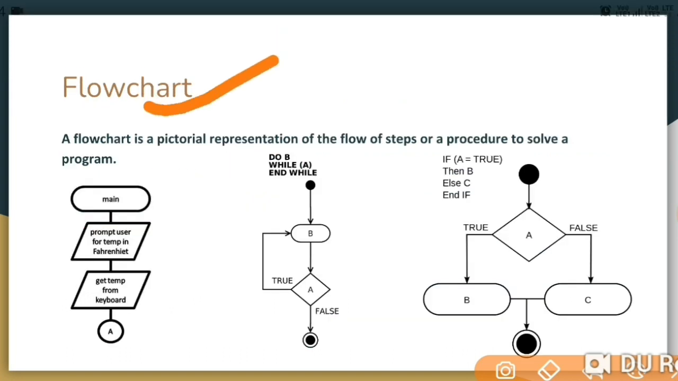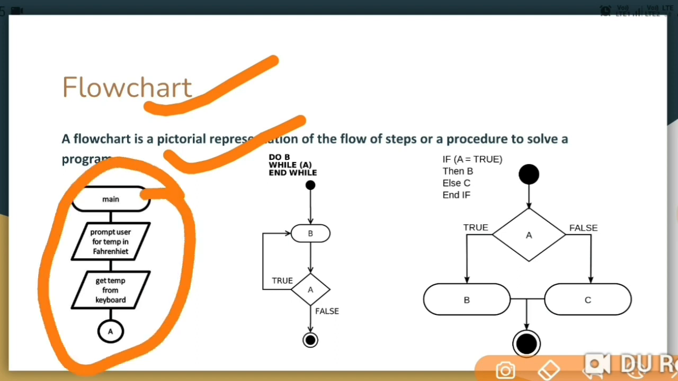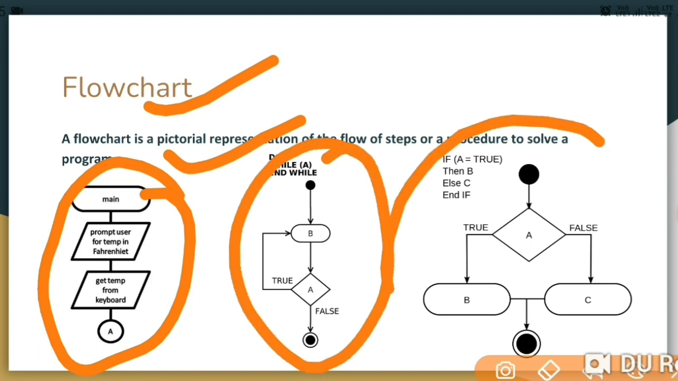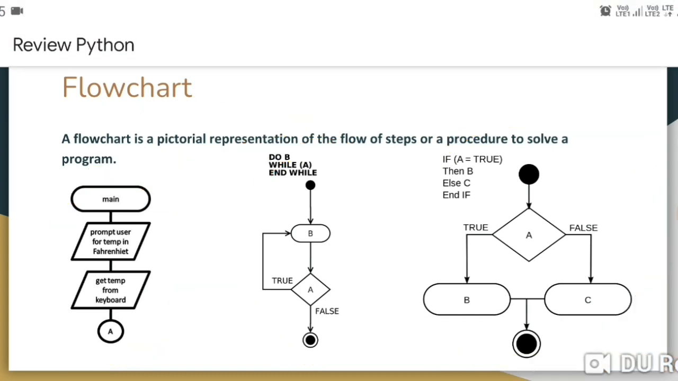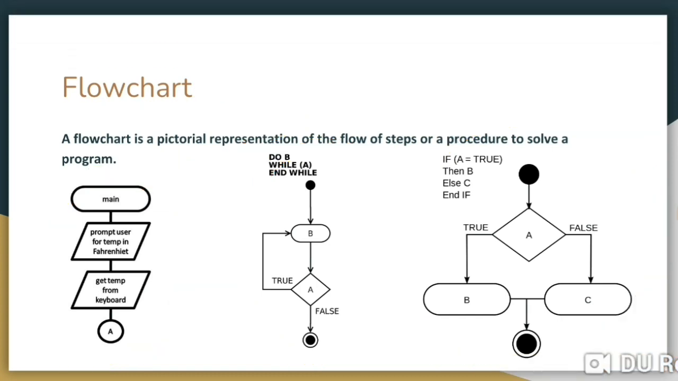Now the flowchart. A flowchart is a pictorial representation of the flow of steps or a procedure to solve a problem. Previously, we understood the types of statements: the first is sequential, the second is conditional, and the third is iterative. Here is the flowchart of the 3 different statements. This is sequential, this one is iterative, and this one is conditional. You can understand them with the help of the flowchart. This is the sequential statement because it works in a sequential manner.